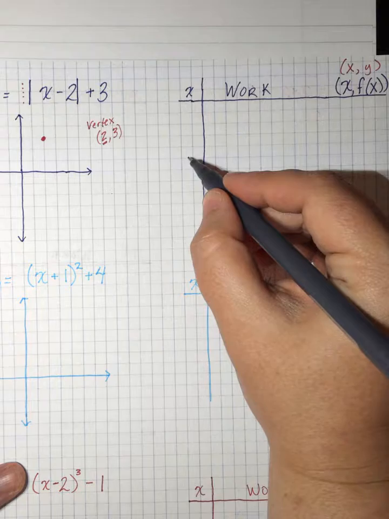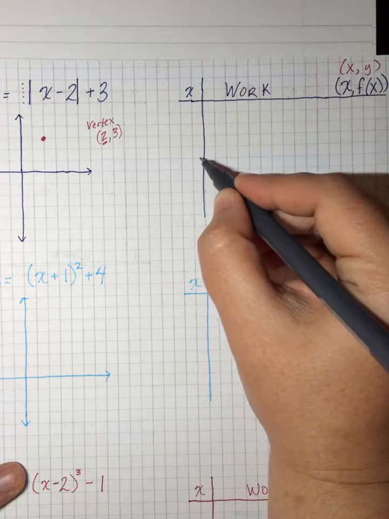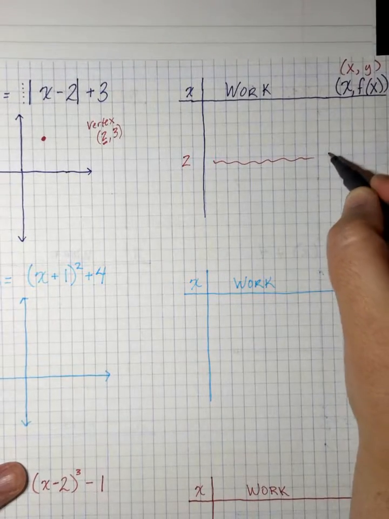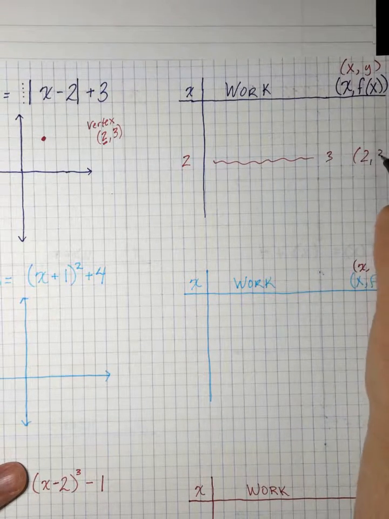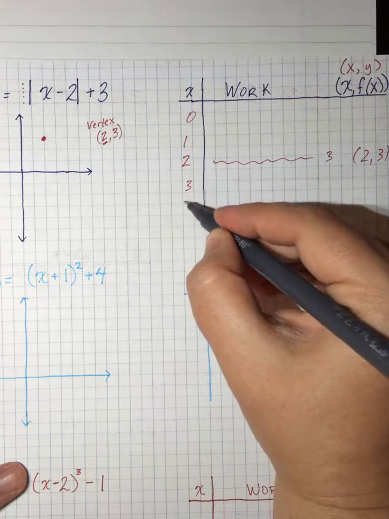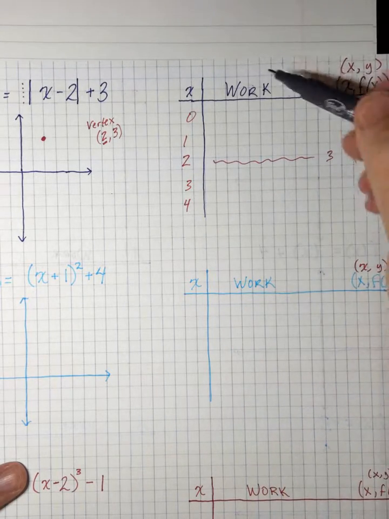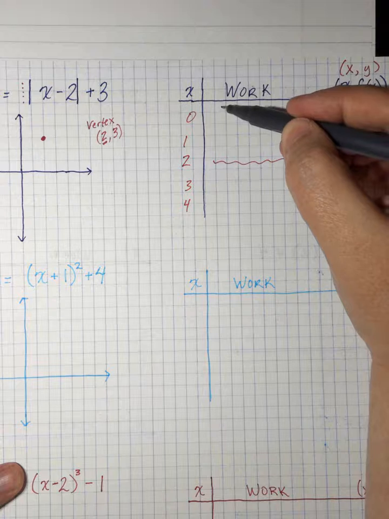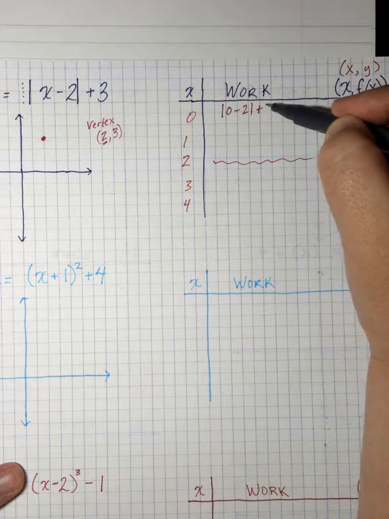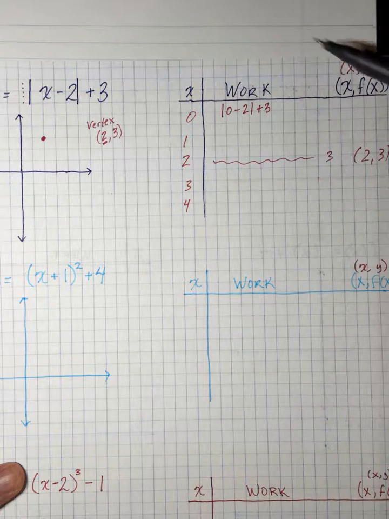So I'm going to put 2, 3 right here in the middle. It's going to be where my vertex is. 2, didn't show any work, so I'm going to get 3. So my ordered pair was 2, 3. But I also want to go the other way and show my work for 1, 0, 3 and 4. So if I start with 0, then that means I'm going to take my absolute value, plug in a 0 in place of my x, and show some work here.